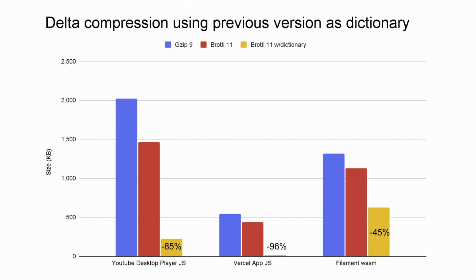And Filament is just a WASM app that I happen to be able to find month-over-month releases, I believe, that were fairly big, substantial changes. I think they changed the version of FFmpeg that's actually in the WASM bundle. And we still get 45% smaller than the best Brotli compression we can get.